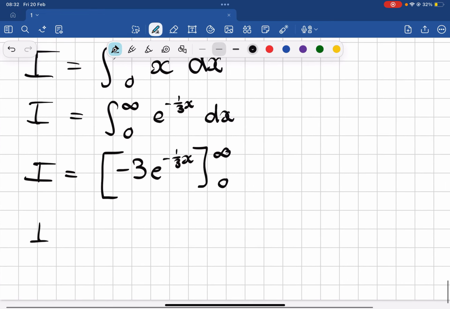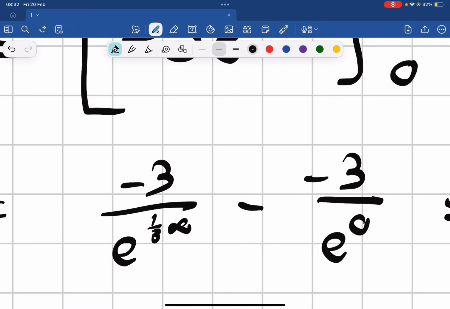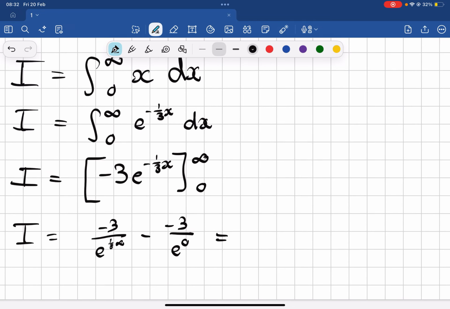So I equals minus 3 e to the minus third infinity minus 3 e to the minus third times 0, so e to the 0, which equals, well, e to the infinity, because the minus third is somewhat insignificant here. It's not minus third, actually should just be a third. E to the third infinity is just e to the infinity, which is just infinity. Minus 3 over infinity is so insignificant, we just call it 0.